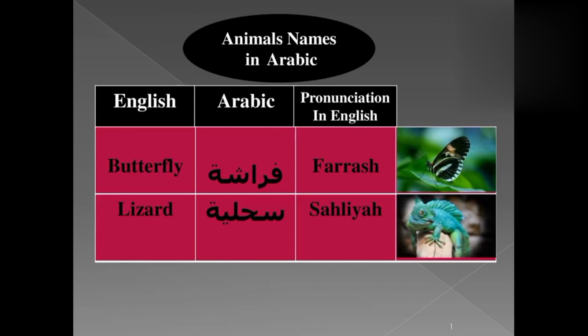For butterfly we use in Arabic farrasha. Farrasha means butterfly. Now see lizard. For lizard we use in Arabic sahliya. Sahliya means lizard. So this is enough for today.